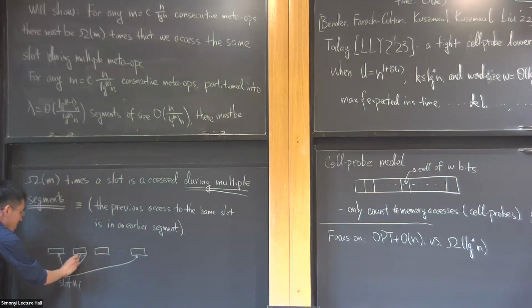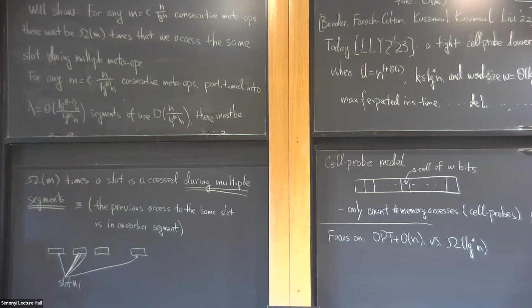But then, this particular access has the immediate previous access to the same slot in an earlier segment, and it's also true for this last one, where the previous access to the same slot is in an earlier one, but not for these two. So I'm just counting the first access within the segment that is not in the first segment that passes. Does this make sense? Okay. Any questions about what I wanted to prove?